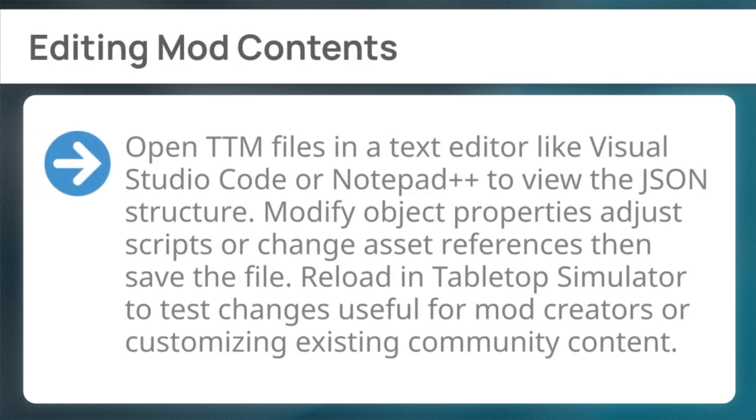Finally, editing mod contents. Open TTM files in a text editor like Visual Studio Code or Notepad++ to view the JSON structure. Modify object properties, adjust scripts, or change asset references, then save the file. Reload in Tabletop Simulator to test changes. Useful for mod creators or customizing existing community content.